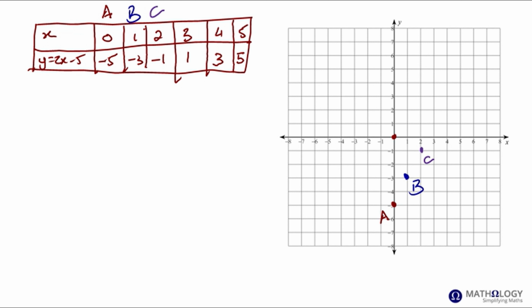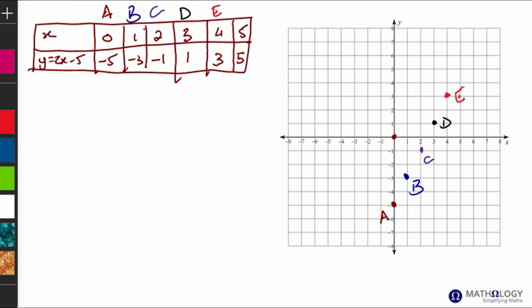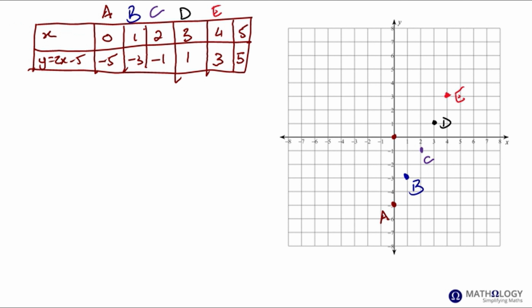And then x equals 3, y equals 1, positive 1, so now we're moving up. So 3, move up 1 unit, and that's point D. X equals 4, y equals 3, so we go to 4 on the x, up to 3, and that'll be point E. And then finally, the point 5, 5: x equals 5, and y equals 5. So 5 on the x, move up to 5 on the y, and that's point F.